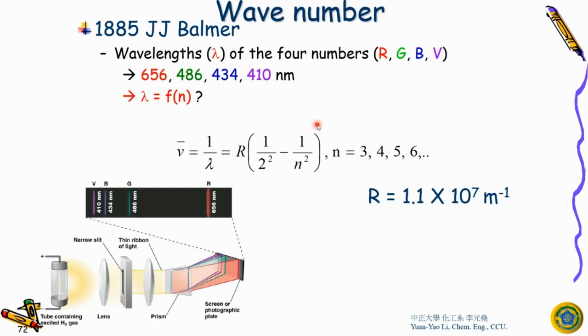And then he named this the wave number. Wave number is the reciprocal of lambda. Okay? Lambda is wavelength, right? So he realized the wave number is quantized, as well as the wavelength.